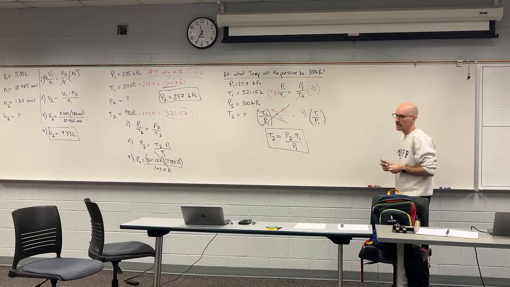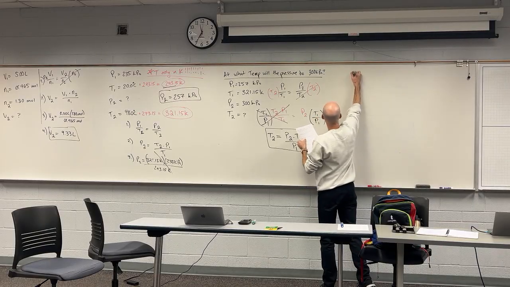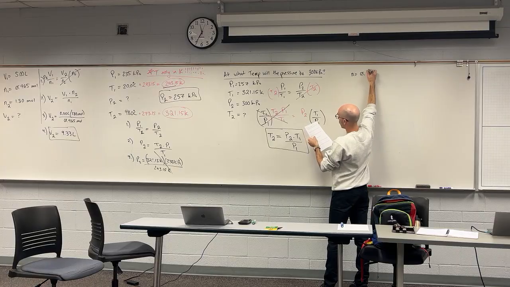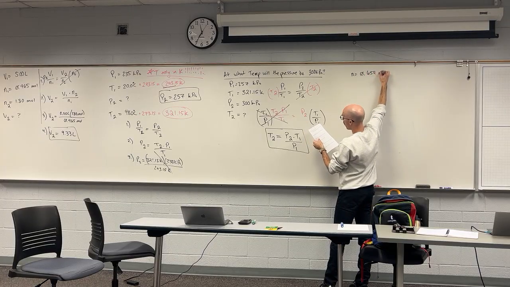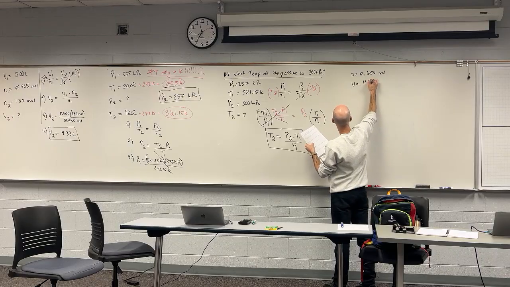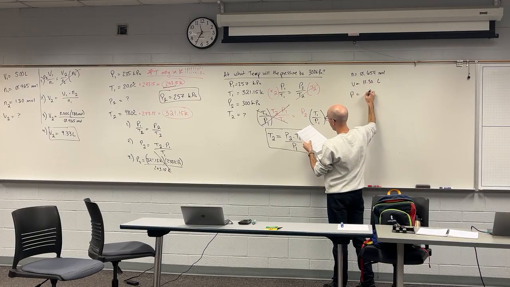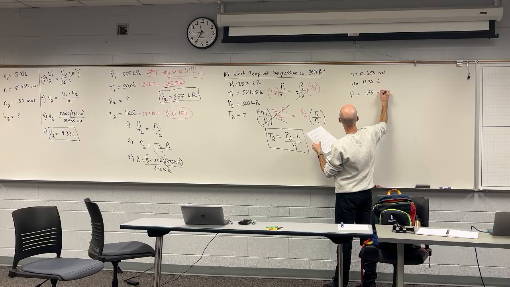All right. Number 3 was, at what temperature will 0.654 moles of neon gas occupy a volume of 12.30 liters at a pressure of 1.95 atmospheres?